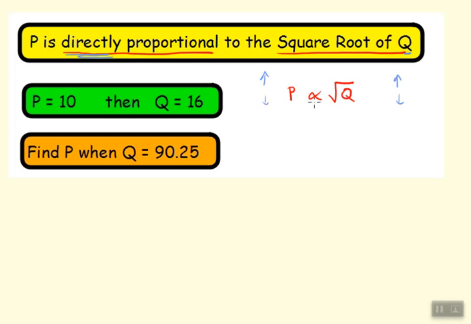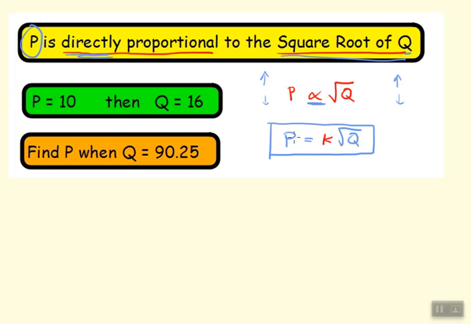But that means that P is equal to some number times the square root of Q. So what I literally do is I replace that alpha symbol with equals something times the other variable. So this is what the formula is going to look like that connects these two variables together. So P is equal to something times the square root of Q.